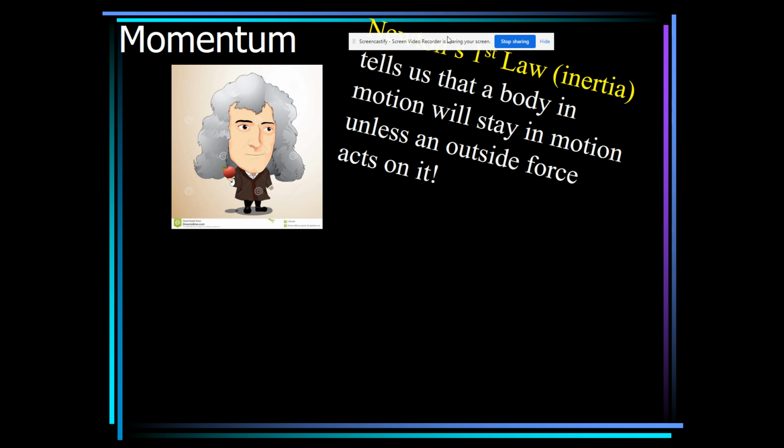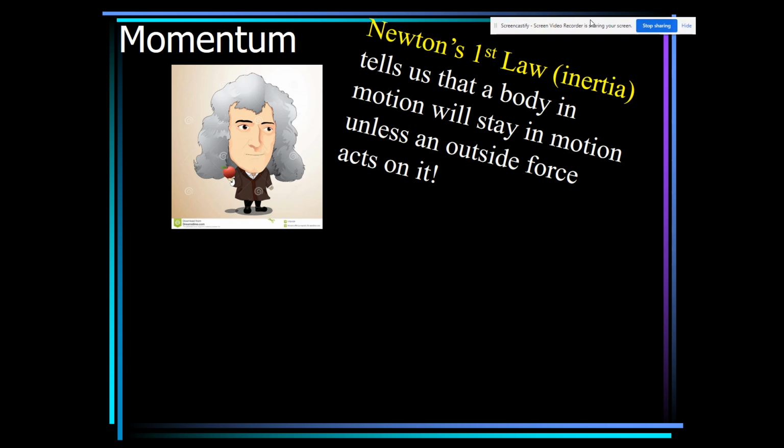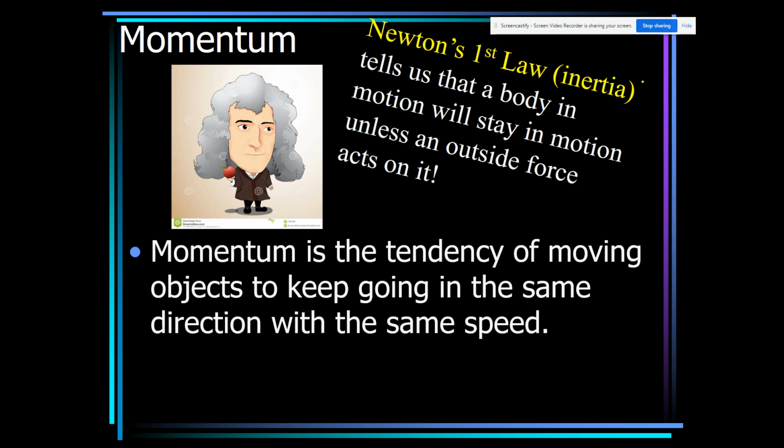To understand momentum, we have to go back and take a look at Newton's first law, which is the law of inertia. This simply states that a body in motion will stay in motion, or a body at rest stays at rest, unless an outside force acts on it. With Newton's first law, we're only going to be looking at that body in motion when we talk about momentum. The tendency of a moving object to keep moving in the same direction with the same speed, that's inertia. And when it's moving, we're talking about momentum.